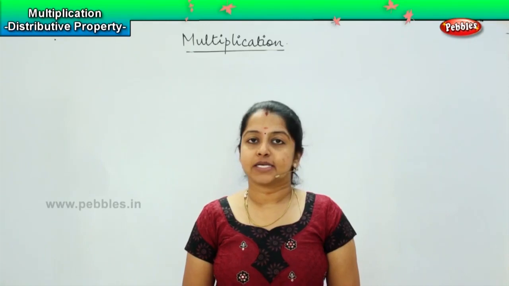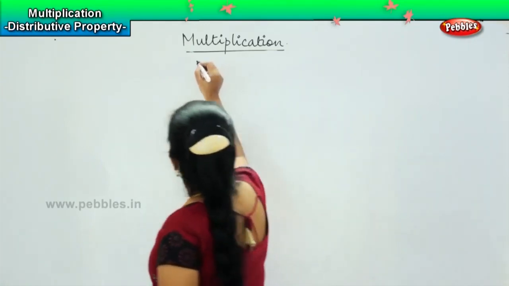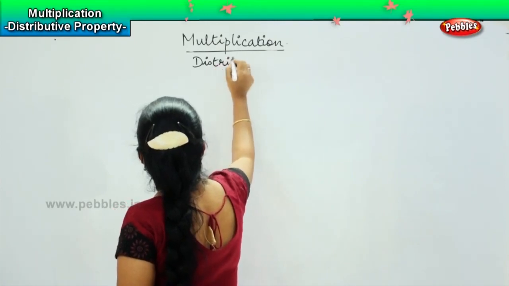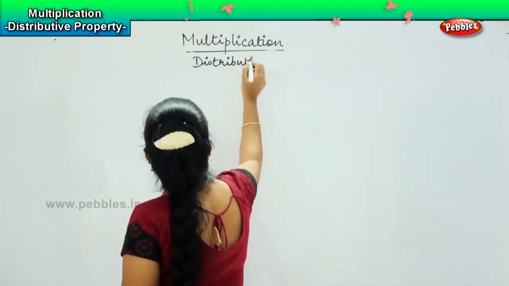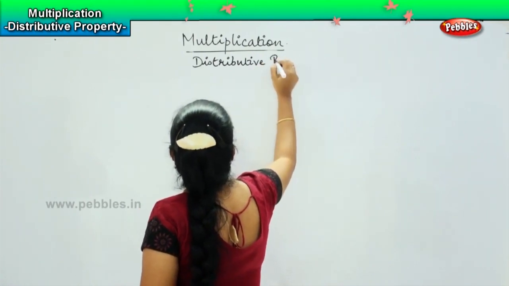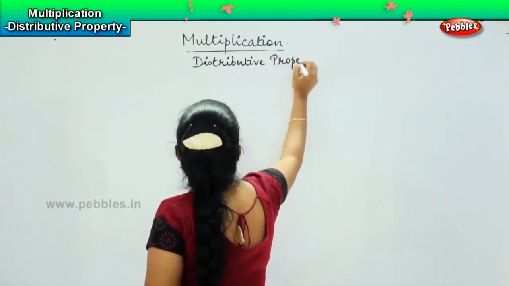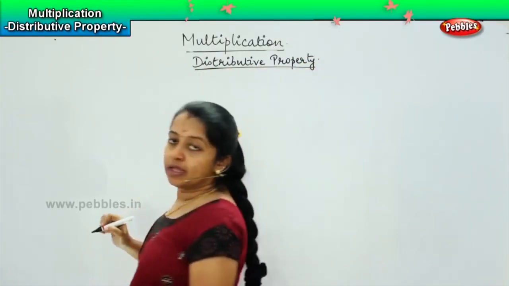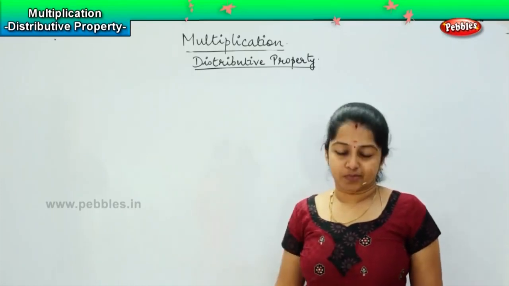Now I am going to teach you something new, which is called the distributive property. So what do you mean by the term distribution, children? Distribution means when I am distributing something equally, right? So this is called the distributive property, and we are going to learn how to solve the sums in distributive property on addition as well as subtraction.